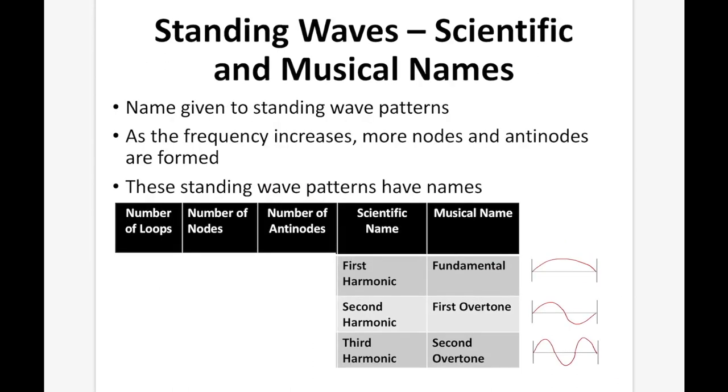Standing waves, scientific and musical names. So we have a scientific name for our different waveforms. So you can see our waveforms on the right-hand side here. So we can have a first harmonic, second harmonic, third harmonic. That's the scientific name. Now there's a musical name that goes along with it. So the first harmonic is going to be called the fundamental, the second harmonic is called the first overtone, and the third harmonic is called the second overtone. And you can see what they look like with the pictures on the right-hand side.